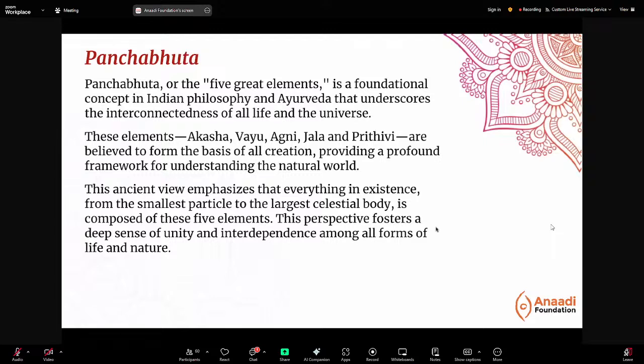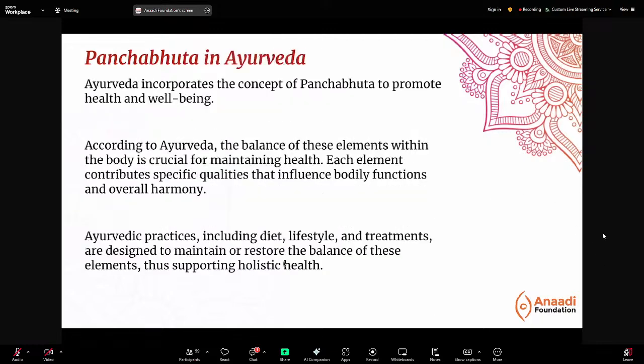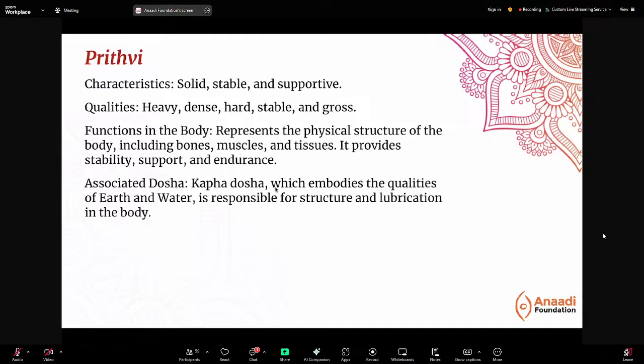Okay. So here, if you see, these elements are Akasha, Vayu, Agni, Jala, and Prithvi. They are believed to be the basis of creation. And the smallest particle to the celestial body is made up of these elements, right? So Ayurveda incorporates the concept of Panchabhuta to promote health and well-being. According to Ayurveda, the balance of these bhutas within the body is crucial for maintaining good health. Each element contributes to specific qualities that influence bodily functions. Ayurvedic practices, lifestyle, diet, treatments are all designed to restore the balance of these bhutas. Okay. Just take a minute to look at the slide and then I will explain.